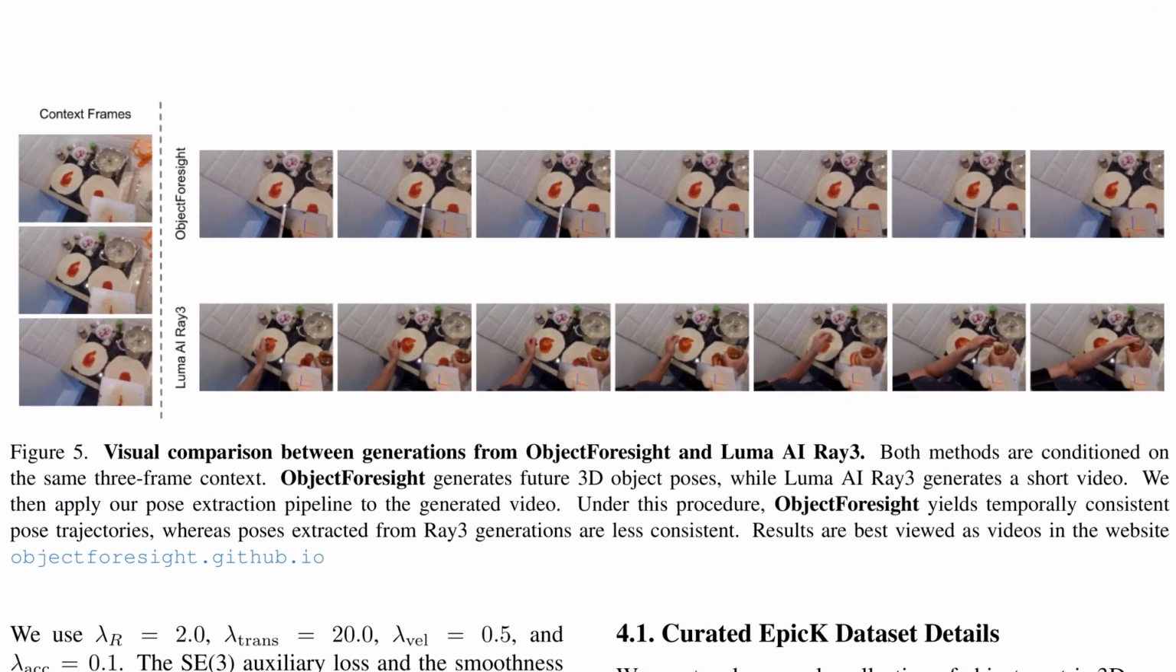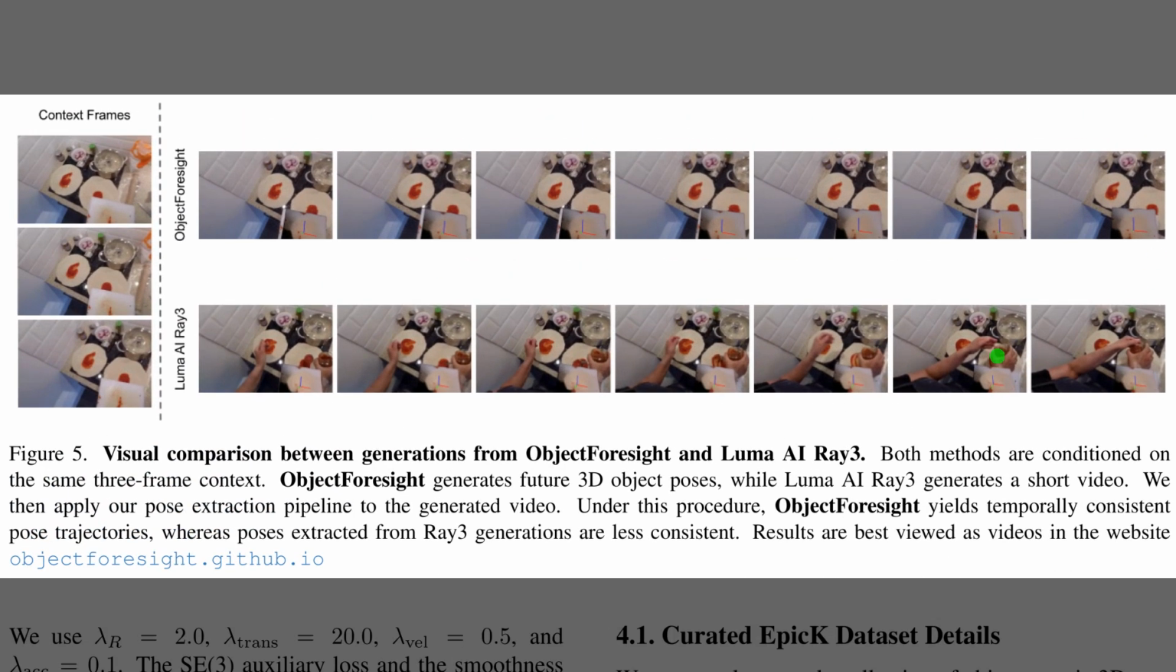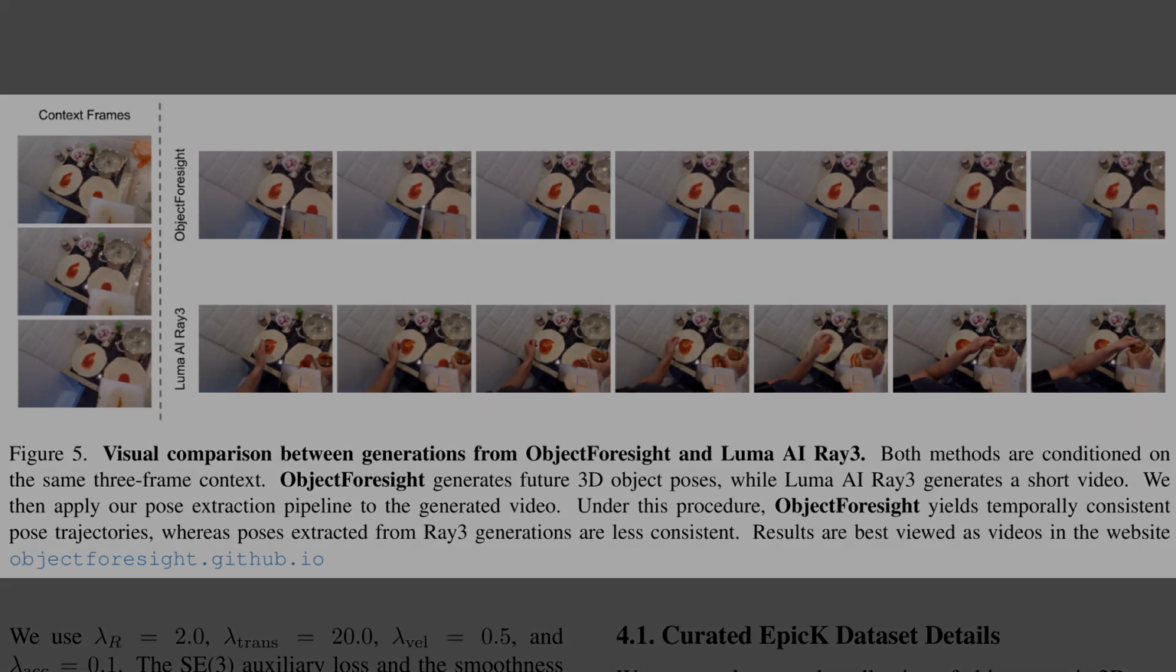So, while Figure 4 verified accuracy against ground truth, Figure 5 compares the method against a state-of-the-art video generator, Luma AI Ray 3. On the left, we see the shared context frames used to prompt both systems. The top row shows the output from ObjectForesight, which generates stable, temporally consistent 3D object poses directly. In contrast, the bottom row displays the results from Ray 3, where poses are extracted post-hoc from generated video pixels, leading to less consistent physical trajectories.